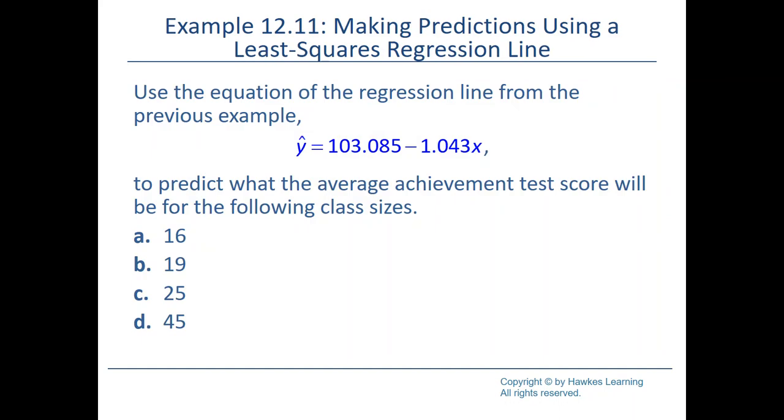So we're going to use the regression model that we just did here, and we're going to use it to predict the average achievement test scores with the following class sizes: 16, 19, 25, and 45. Now, what does that mean? Well, we just did all this work to figure out what our model is. And remember, we said X was a class size and Y, that output, is the class average on the achievement score, right? So if I'm asking you to predict at a class size of 16, that means I'm going to plug in 16 for that X value there.